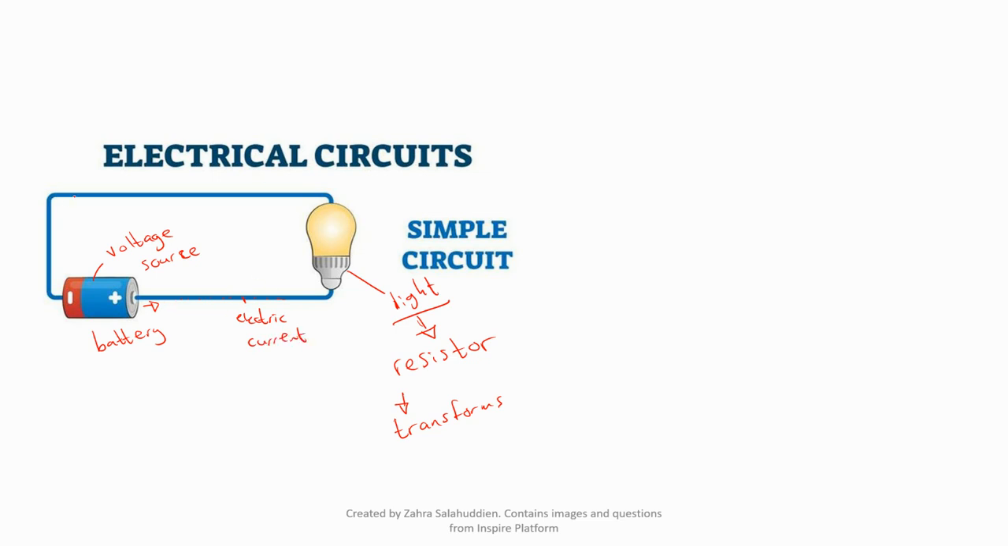Okay, this blue line represents a wire. The wire is made of a material called a conductor. A conductor allows electricity to move through. If it's anything made of metal, it will allow electricity to move through it. So conductors allow electricity to move through it. All metals are very good conductors.